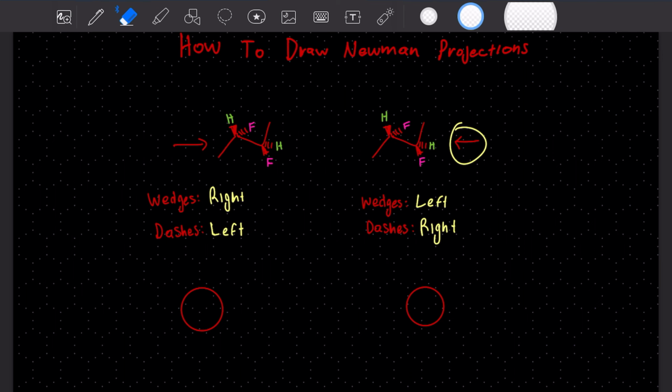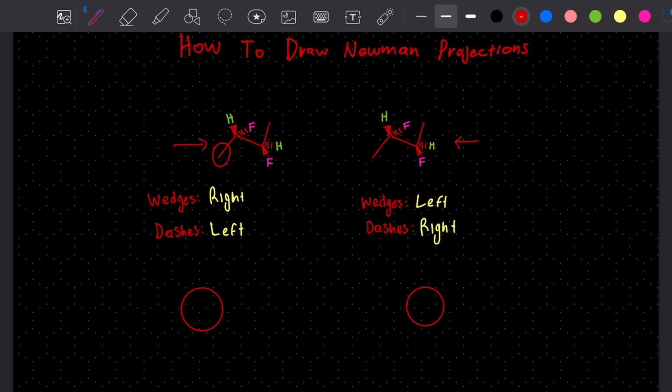We can see that directly down is a CH3. So for a Newman projection, directly down, it's going to be a CH3. Let's continue. We can see our hydrogen is on a wedge, and wedges go to the right. So our hydrogen is going to go to the right. Let's now look at our fluorine. Our fluorine is on a dash, so it's going to go to the left. So in our Newman projection, it's going to go to the left.